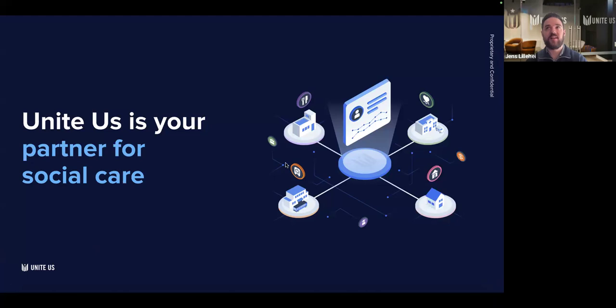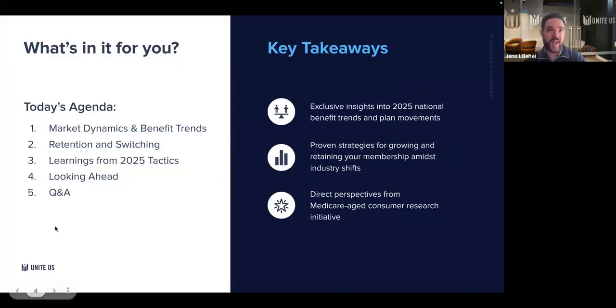If we go to the next slide, Ali. So for today, when we talk about that Insights Growth product, we're going to focus on market dynamics and benefit trends. Then we're going to look at retention and switching behaviors, learnings from 2025 tactics, and then we're going to look ahead, and then we'll leave some time for that Q&A. And as I mentioned, to start the webinar, please submit questions you have through the Q&A feature on Zoom.